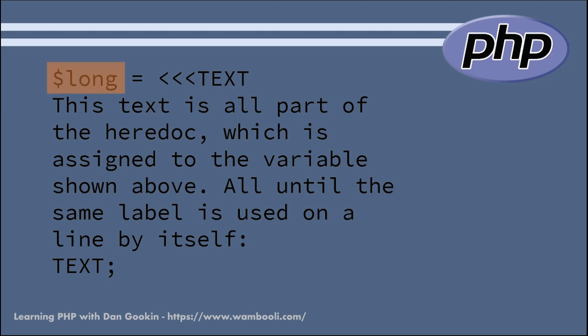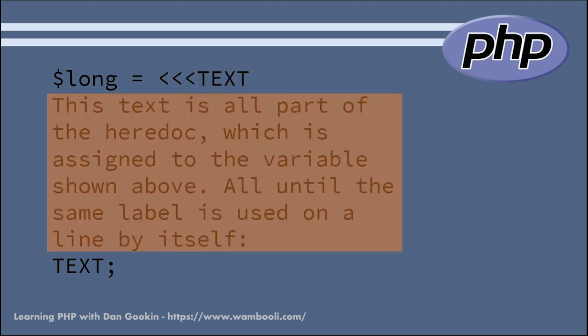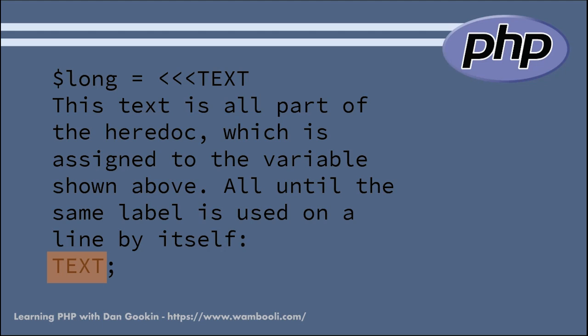Variable name here, assignment operator, then 3 less than symbols, and a target word or identifier. All text after this line is set into the variable. The text terminates with the heredoc identifier, which is the word you used up here, and then a semicolon.